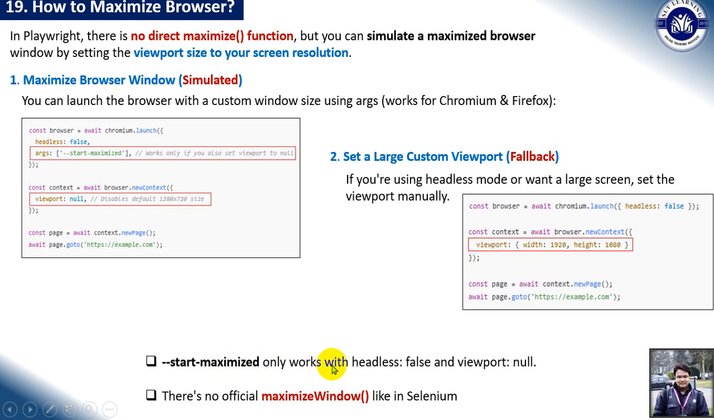Start-maximize only works with headless equal to false and viewport equal to null. So you see over here it says start-maximize and viewport null, so you also need to set headless. By default it is headless mode, that's why we have set headless equal to false over here, okay. So always make sure that if you want to utilize the start-maximize argument, you set headless equal to false and viewport equal to null, okay.